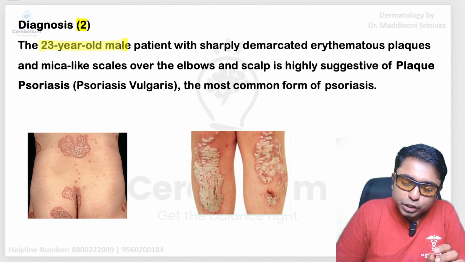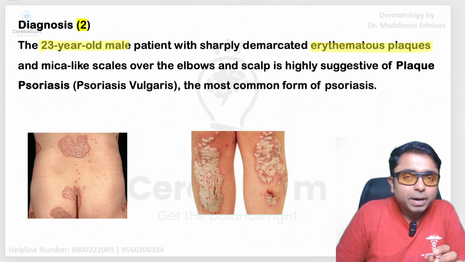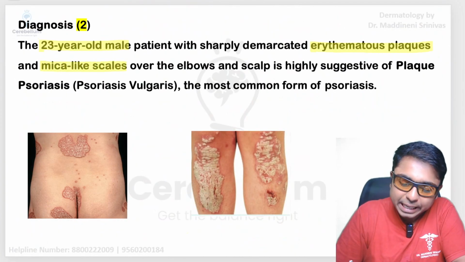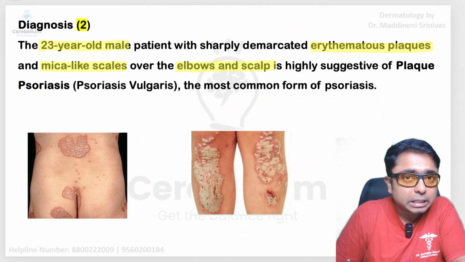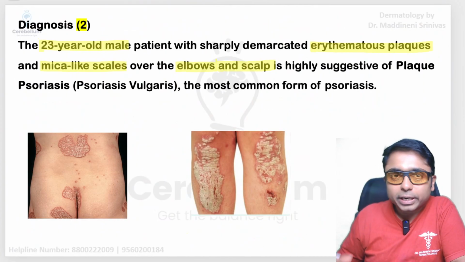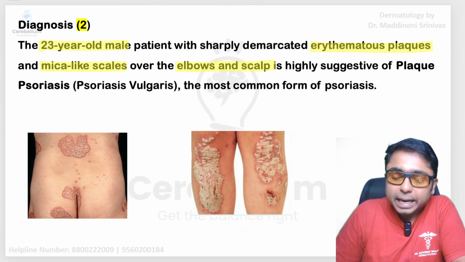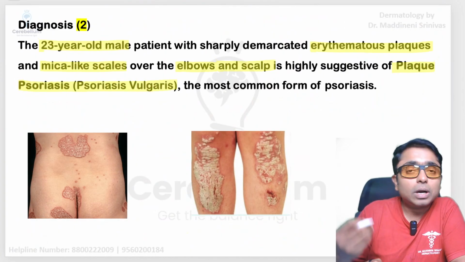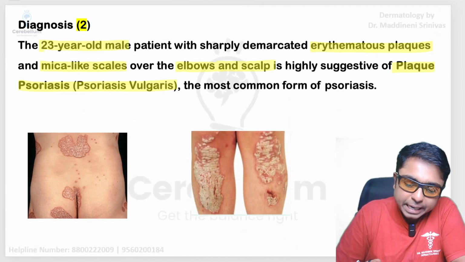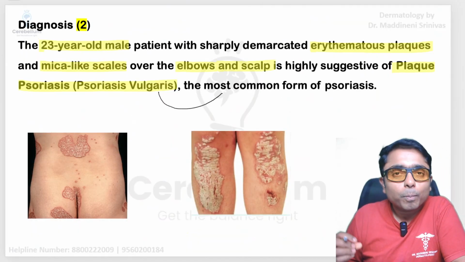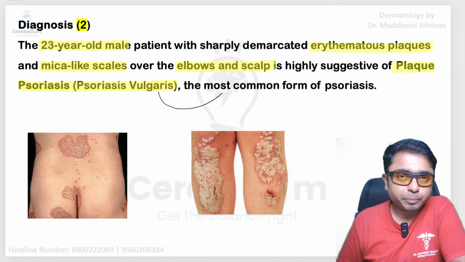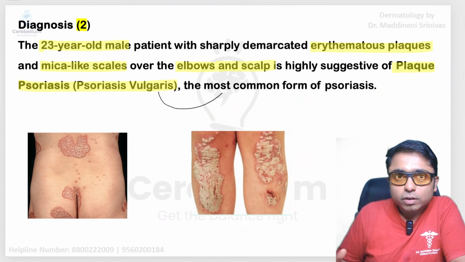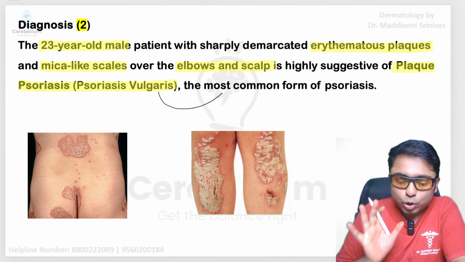A patient coming with well demarcated erythematous plaques and silvery white mica like scales over the elbows and also over the scalp. All these are pointing towards a very classical diagnosis of plaque psoriasis, chronic plaque psoriasis, which is also called psoriasis vulgaris, where the term vulgaris simply means that it is the most common type of psoriasis. Remember, psoriasis is of various types, out of which psoriasis vulgaris is the most common variety.